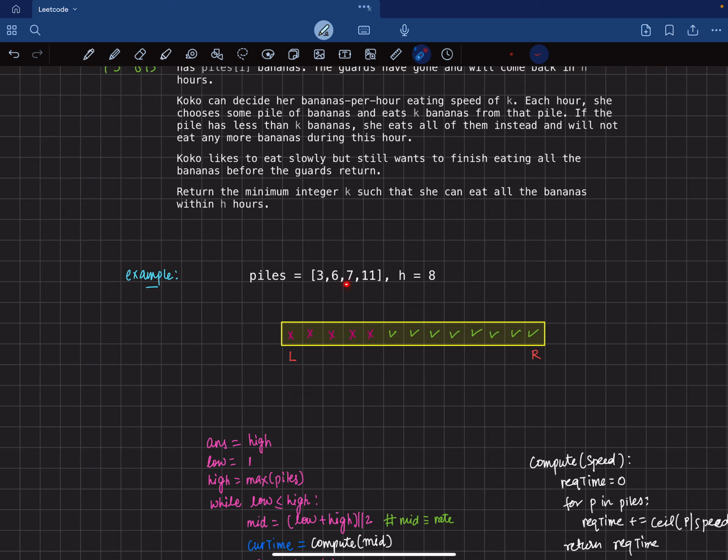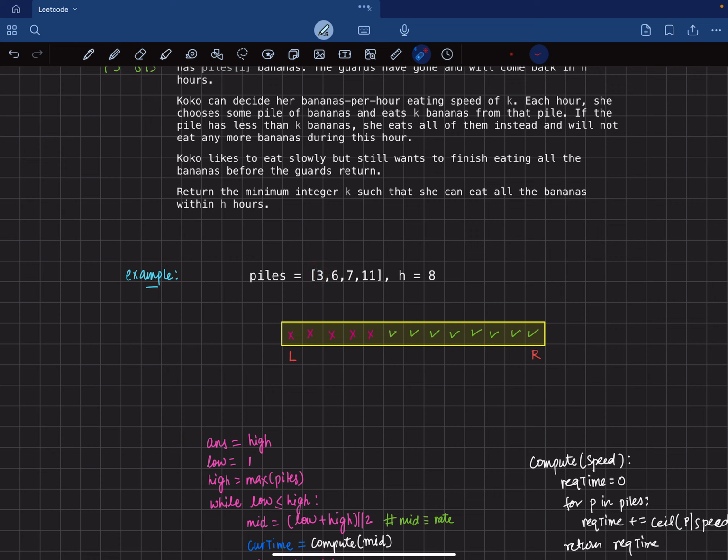And if her eating speed is 11, she will consume 7 bananas, but will still be left with 4 units of time. And again, she will just stay 4 units of time over there at that place. At this place, she will spend extra 5 units of time doing nothing. At this place, she will spend 8 units of time doing nothing.